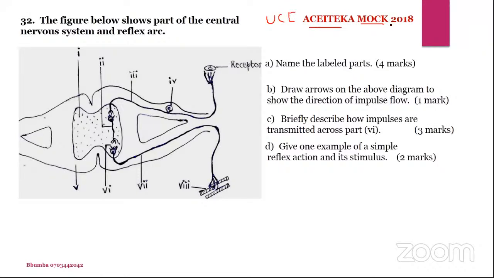This is the UCE Acheiteka mock of 2018, and it was number 32. The figure below shows part of the central nervous system and reflex arc. Name the parts labeled. So you had to label from part 1 up to part 8. Each one had half a mark because there were 4 marks.